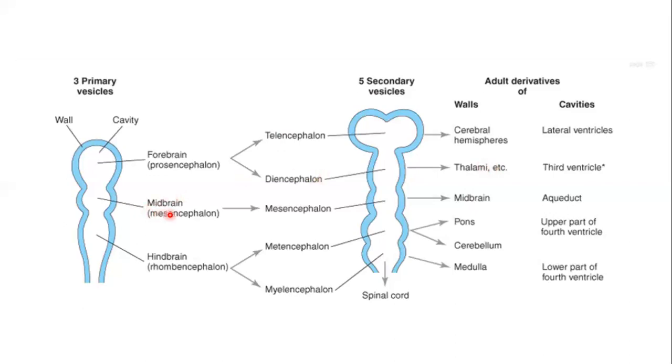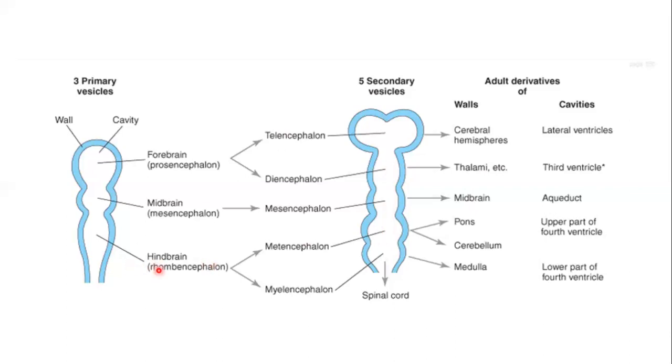Then is the mesencephalon or midbrain. That is only one secondary vesicle, the mesencephalon itself, and this gives rise to the midbrain. Its cavity is one of the narrowest parts of the ventricular system. These cavities, of course, form the ventricular system, and this one is the aqueduct. So this is the aqueduct, a very narrow part. This connects the third ventricle with the lowermost, the fourth ventricle.